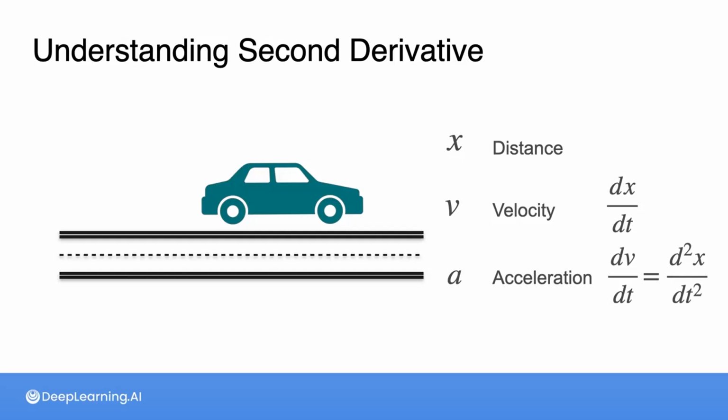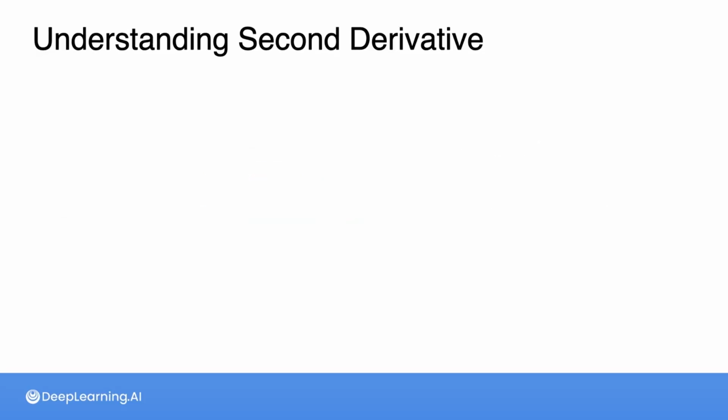So if your acceleration is positive, it means your velocity is increasing with respect to time. And if the acceleration is negative, it means the velocity is decreasing with respect to time. And if you have zero acceleration, it means you have constant velocity. So now let's do some plots.